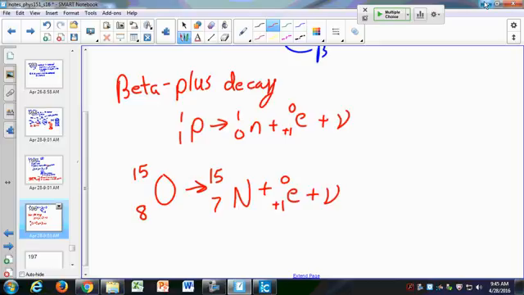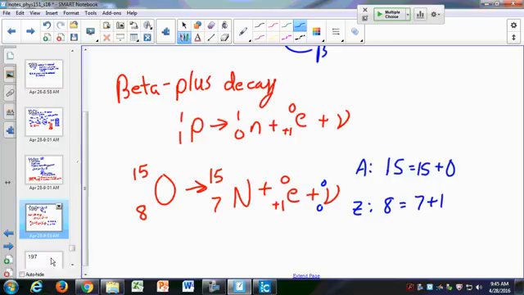Okay, notice our conservation rules are obeyed. So our conservation of A is obeyed. I have 15 equals 15 plus 0. And then my conservation of Z is also obeyed. I have 8 equals 7 plus 1. The neutrino has 0 and 0, so we don't even include it. All right? Little bitty mass, no charge at all.